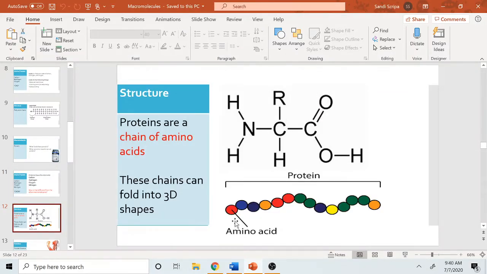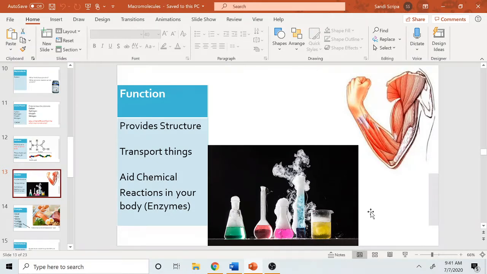Proteins are made of these really big chains of things called amino acids. We're going to be learning about those chains next week. These big chains of proteins can fold into lots of different shapes, and because of that, proteins can do a lot of different jobs. There's not really just one job for proteins because they can be so different. But there are a couple of things that we can categorize proteins as doing.